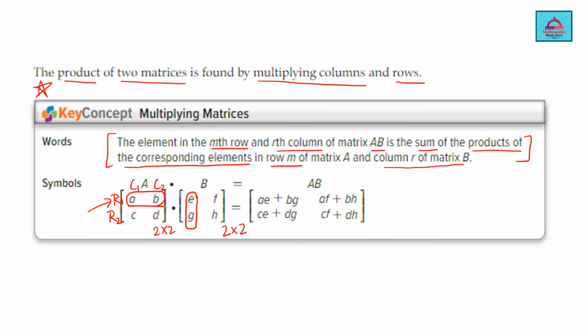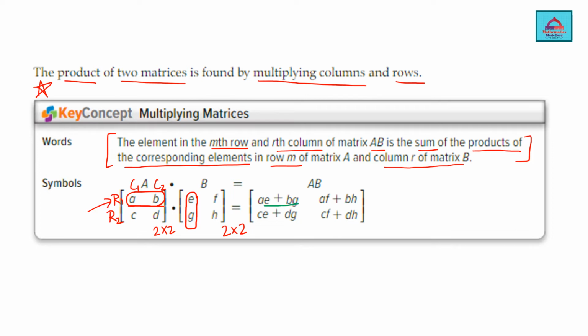A will be multiplied with the corresponding element E, B will be multiplied with the corresponding element G, and in between their results will be added. That's for the first part. So this was first row, first column, and it gave you the first element.